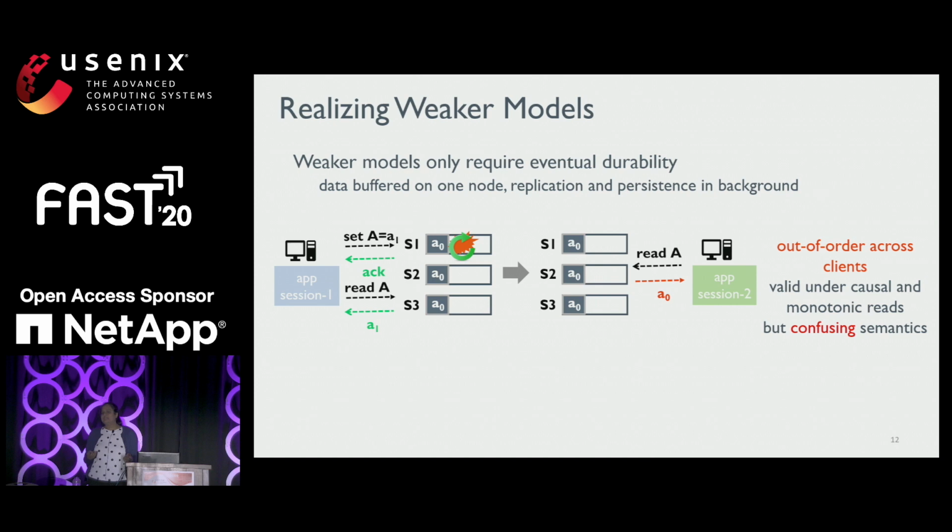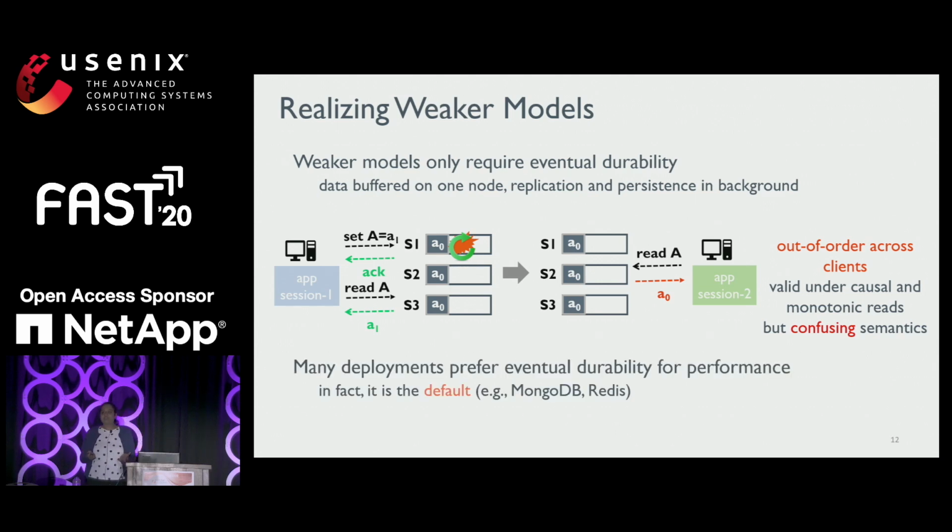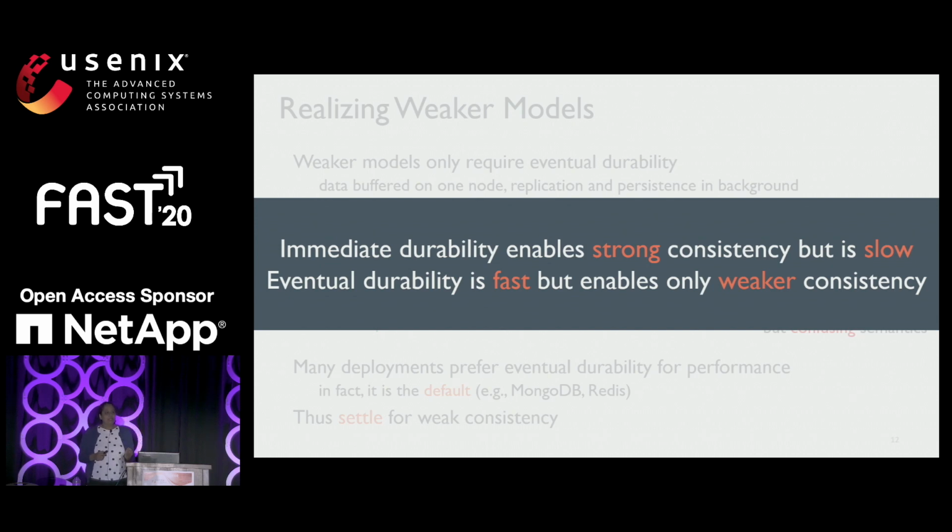Although this is valid under models like causal consistency and monotonic reads, this provides confusing semantics for applications. However, many deployments prefer eventual durability for performance. In fact, it's the default configuration in many popular systems like MongoDB and Redis. And hence, these deployments settle for weaker consistency guarantees. So to summarize this section, immediate durability enables stronger consistency guarantees, but it is too slow. On the other hand, eventual durability is fast, but it can only enable weaker consistency guarantees.